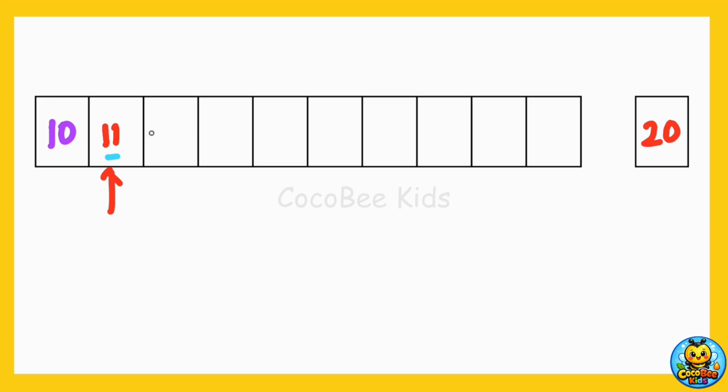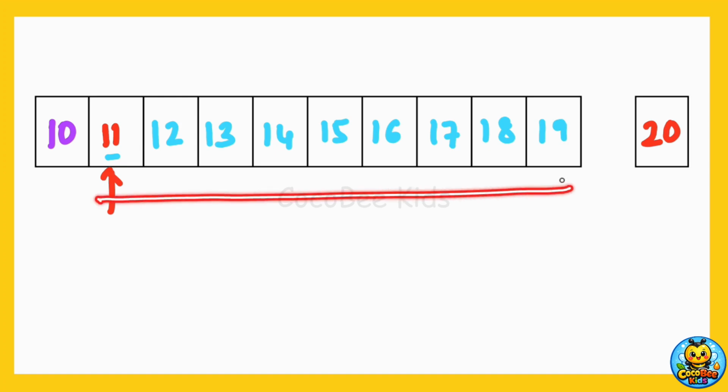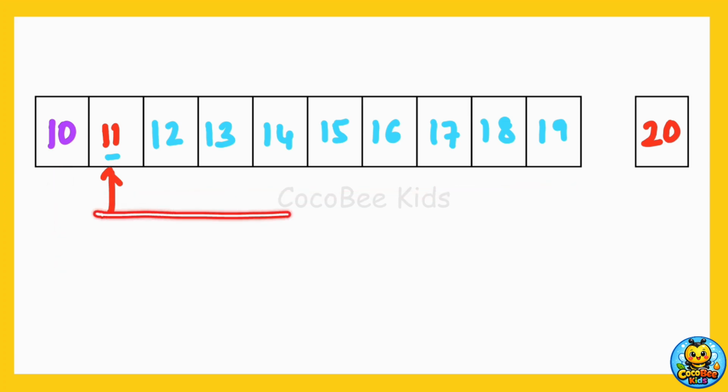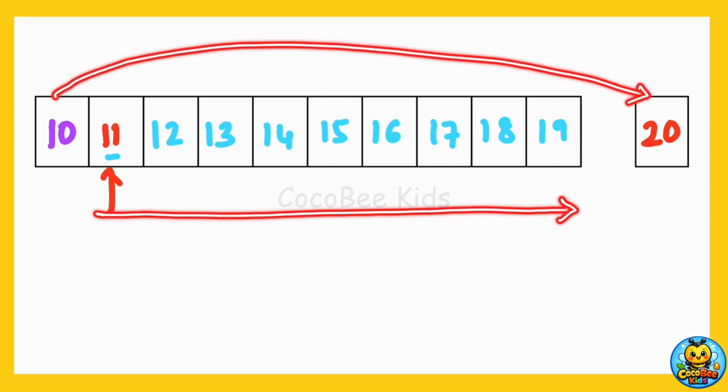Along with 11, we have 12, 13, 14, 15, 16, 17, 18 and 19. All the numbers from 11 to 19 belong to the family of tens. And all these numbers from 11 to 19 lie between 10 and 20.